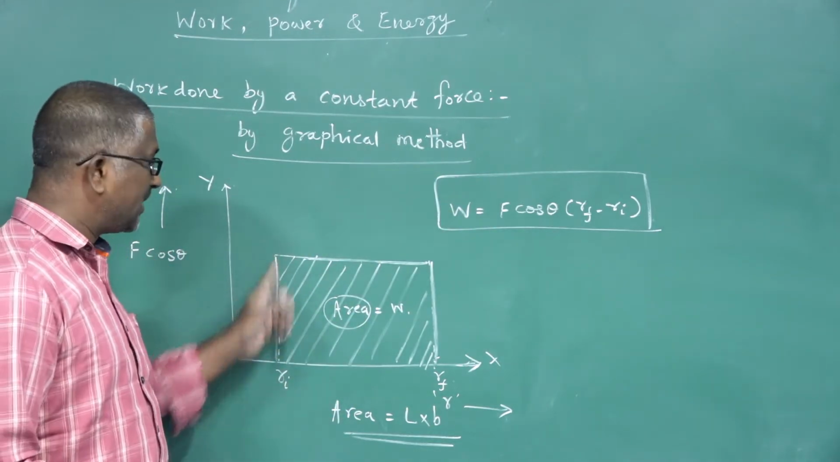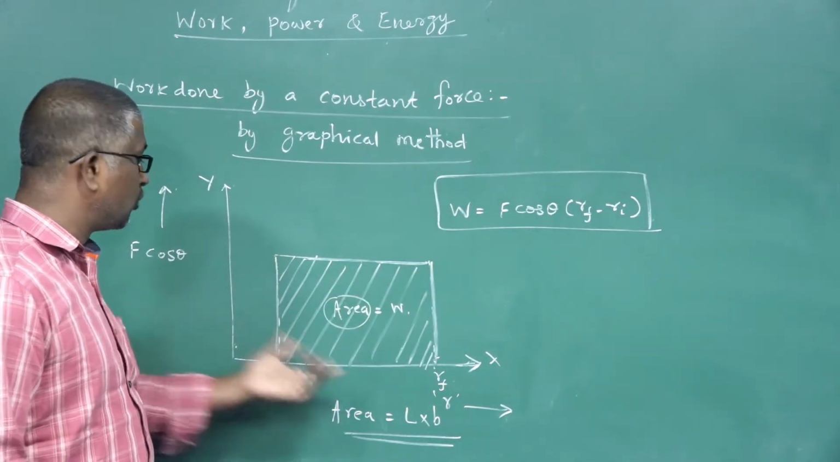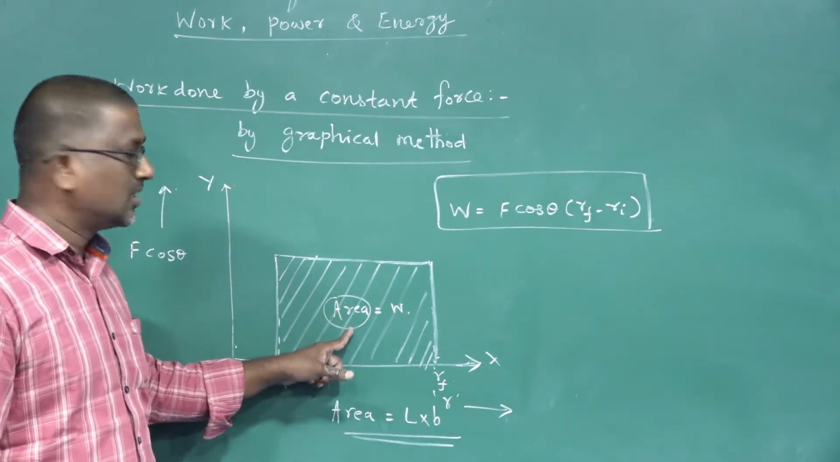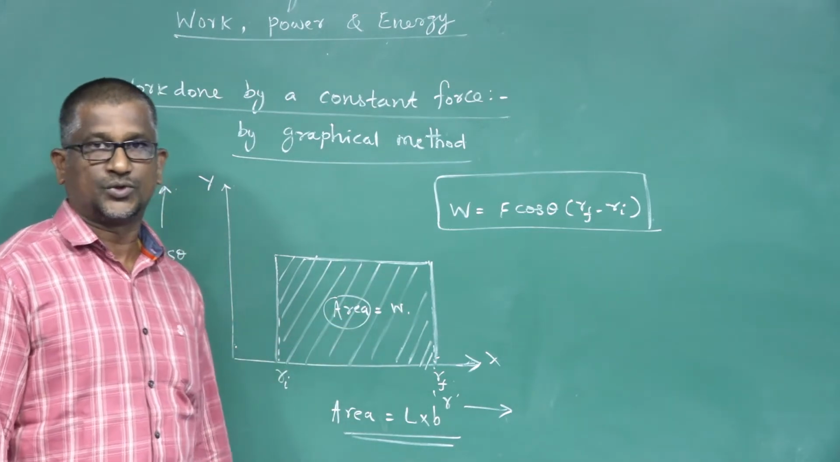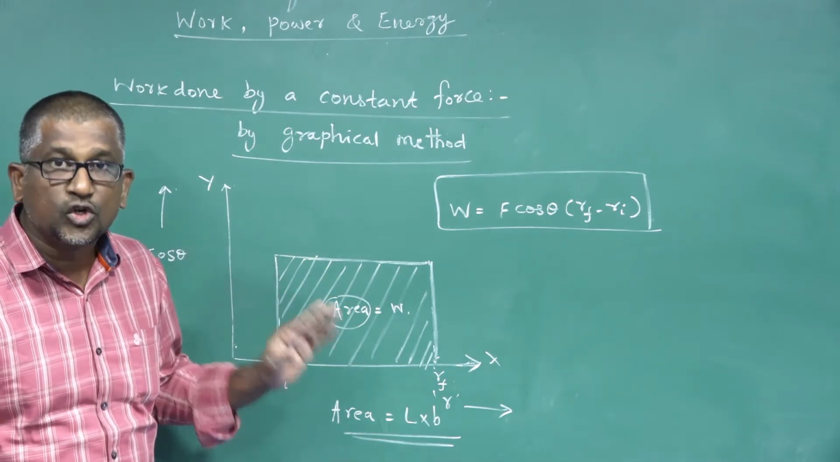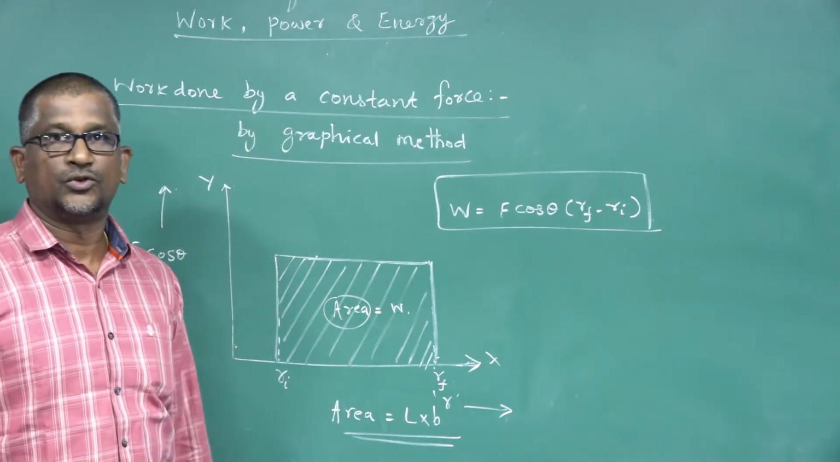How? By measuring the area under the force displacement graph. The area under the force displacement graph gives the work done by the constant force. So this is the graphical representation of work done by a constant force. Understand?